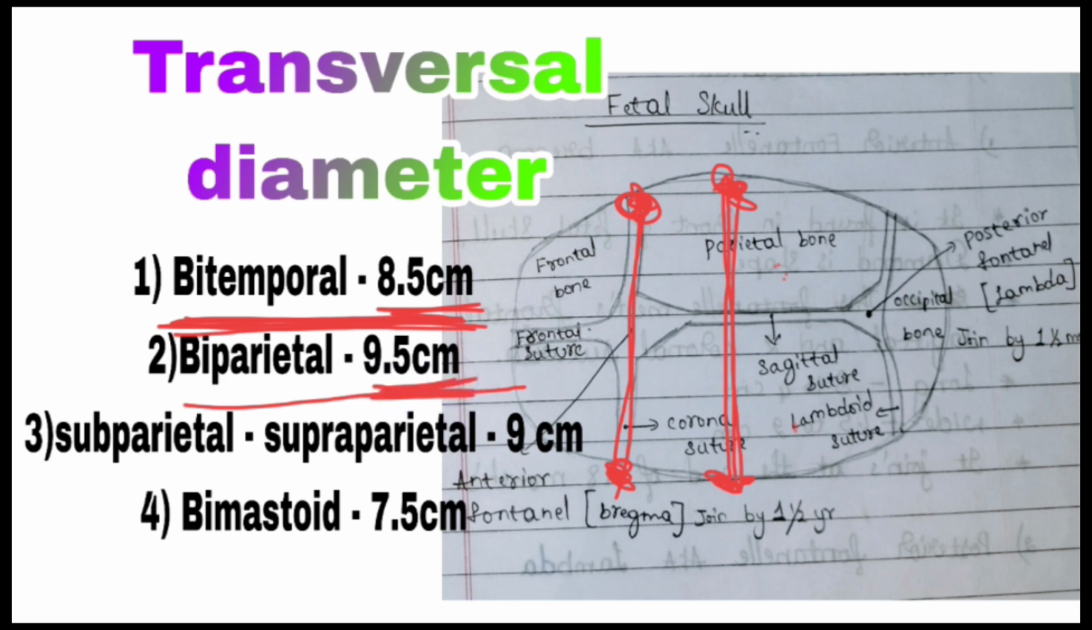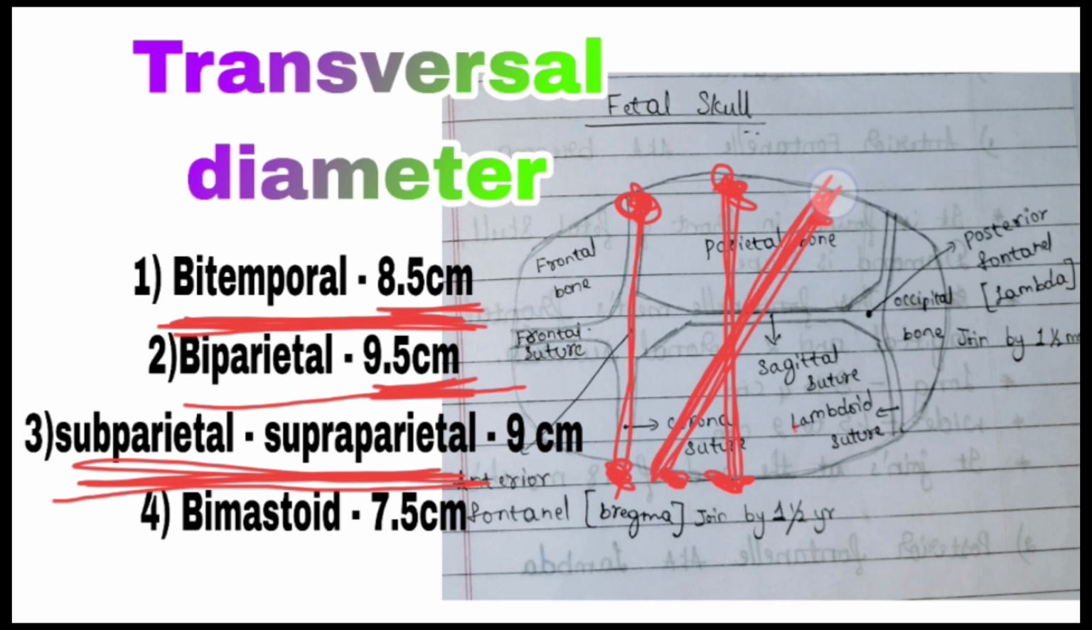And the next is the subparietal and supraparietal diameter. One comes above the biparietal and the other comes below the biparietal diameter. This diagonal diameter is known as the subparietal supraparietal diameter, and this is around 9 centimeters.